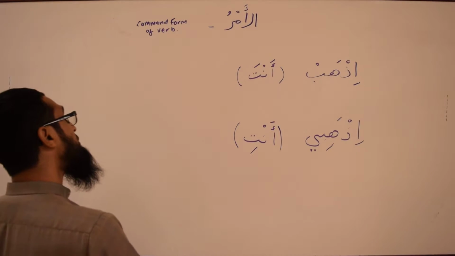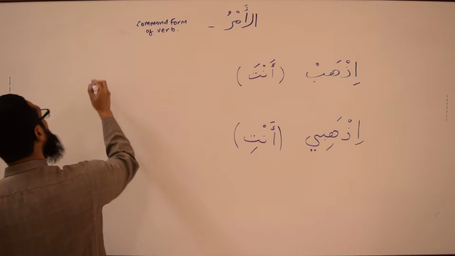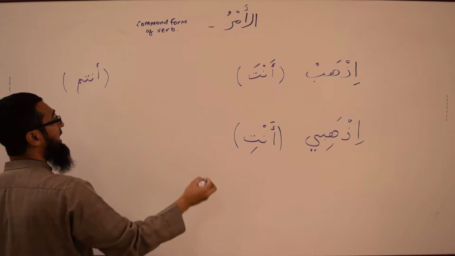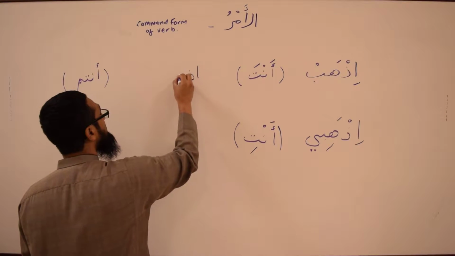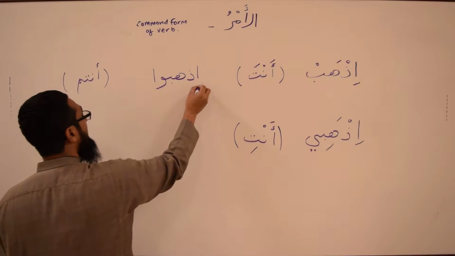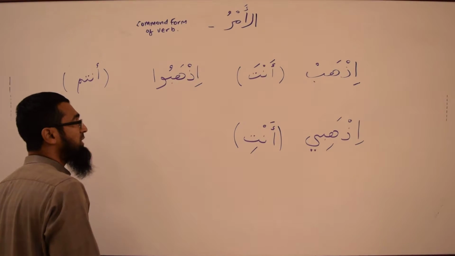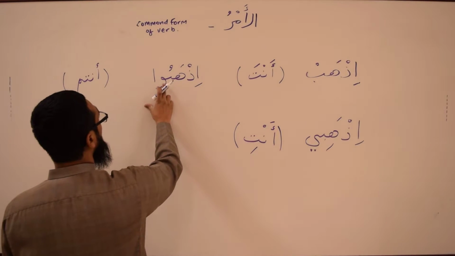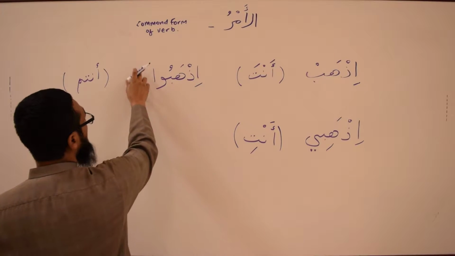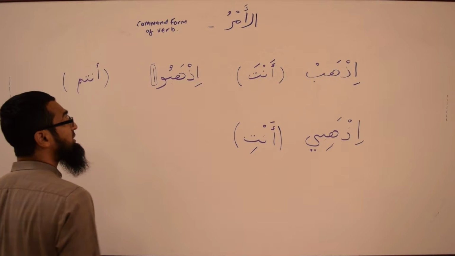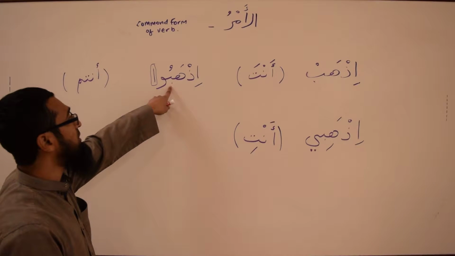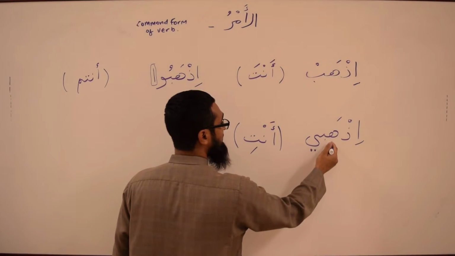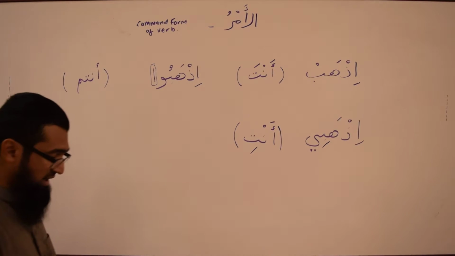Okay. Now you could be speaking to a group of people. You could be speaking to antum, you all. Here it will be idhabu, go. So notice, what did we add with idhabu? We added a waw and an alif. This alif is not pronounced, but it's written. Okay, idhabu, and the ba now has a dhamma. Over here, the ba took a kasra, idhabi, to match the ya.